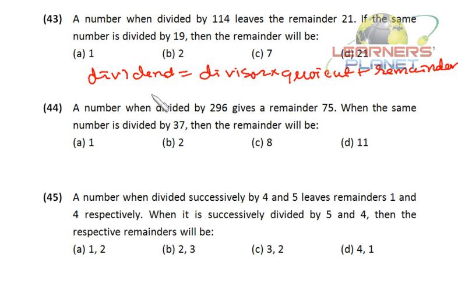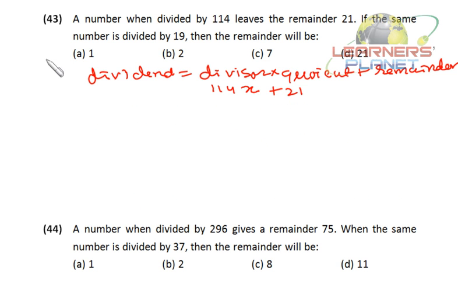Okay, so definitely this number can be written as 114 into x. Let x be the quotient, plus remainder. So the given number is actually 114x plus 21. So if 114x plus 21 is divided by 19, what is the remainder? Let's see.